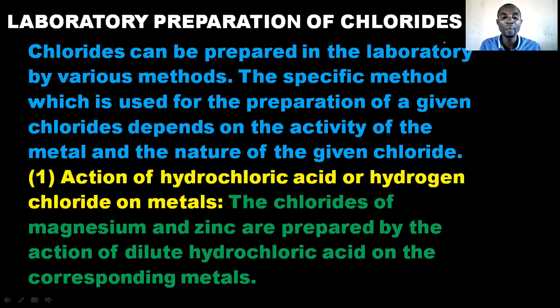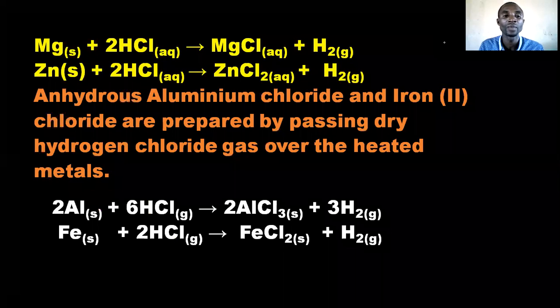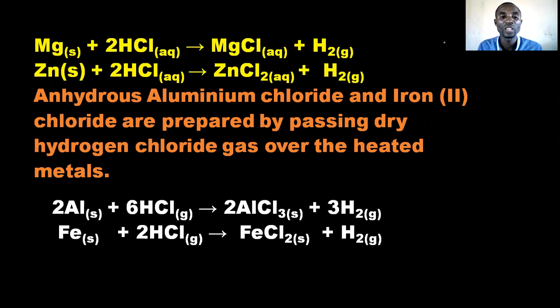So the chlorides of magnesium and zinc are prepared by the action of dilute hydrochloric acid on the corresponding metal. Just like the equation you can see now on your screen: magnesium plus hydrochloric acid will form magnesium chloride, MgCl2. Here the 2 is supposed to be where you can see the cursor. Then hydrogen gas will also be liberated. The way 2 is on this one, 2 is also supposed to be here. So zinc can also displace hydrogen here.